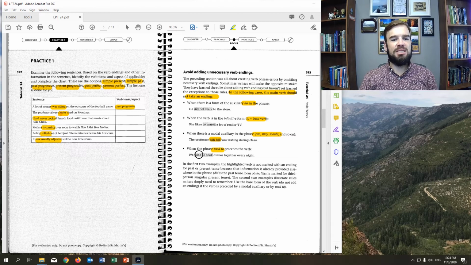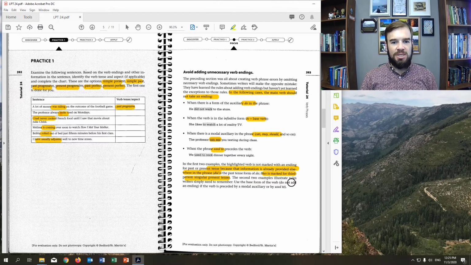And remember, these examples she's giving us are where she's saying, do not add endings, right? The main verb, as she says up here, should not take an ending. So in the first two examples, the highlighted verb is not marked with an ending for past or present tense because that information is already provided elsewhere in the phrase. In this case, it's did, right? The auxiliary verb is marked for tense because did is the past tense form of do. And likes is marked for the third person singular tense.